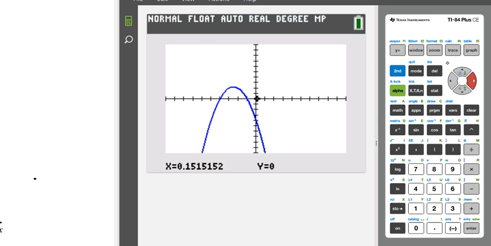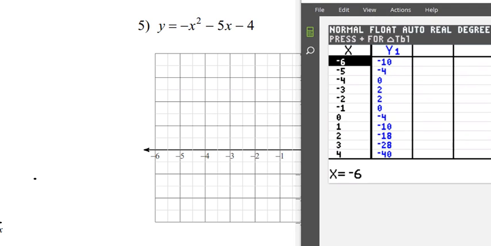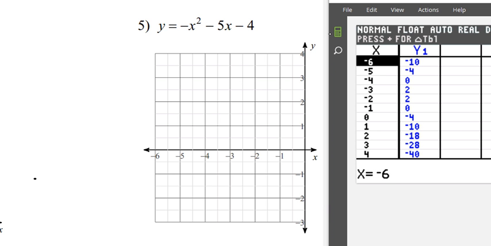Other times maybe your graph is zoomed in too much, so if you hit zoom 6, it will take you to a standard window. Once you do that, hit second and graph, and it will take you to a table of values. What you're going to look for is a place where there is some symmetry going on. So look: -6, 10; -5, 4; -4, 0; -3, -2; -2, -2. And we've got points that we can now put on our graph.